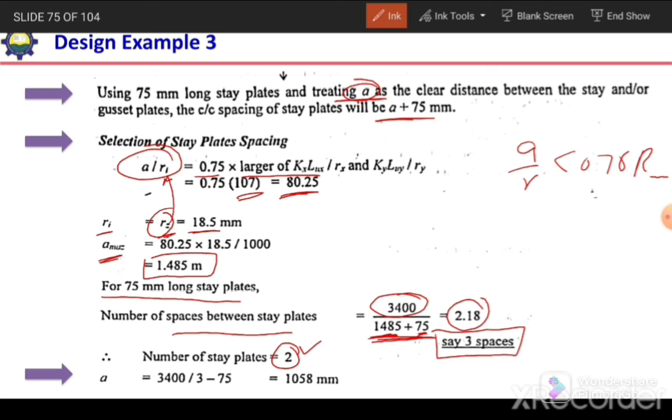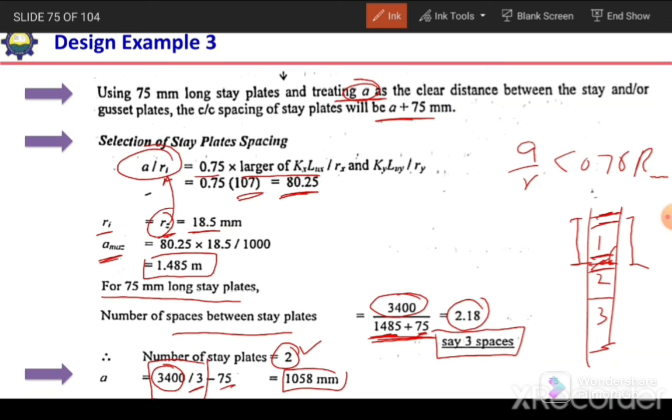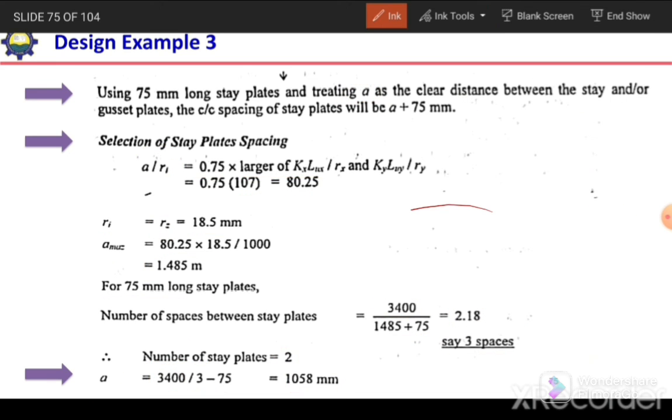So if we use 2 stay plates, we will have 3 spacing, that is 1, 2 and 3. So the center to center distance between these spacing can be calculated as the overall length divided by the number of spacing. So it will give us the center to center spacing between the stay plates, and if we subtract the width of one stay plate, meaning half from this end and half from this end, it will give us the clear spacing between the stay plates. And 75 is the total width of stay plate, half from one side and half from the other side.